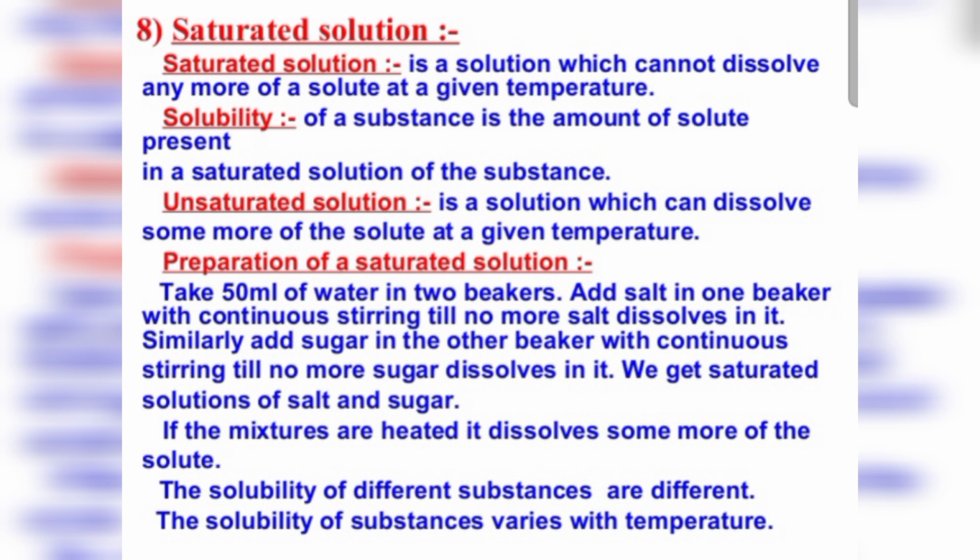So the solubility of different substances is different, and the solubility of a substance varies with the temperature. When we increase the temperature, it can dissolve a larger amount of the solute. So this is the way we can prepare the saturated solution. Suppose we take another example.